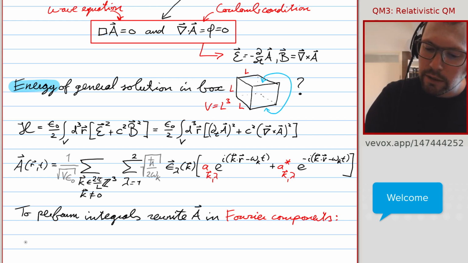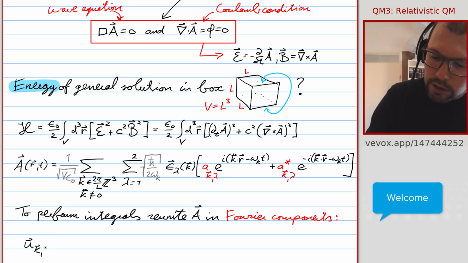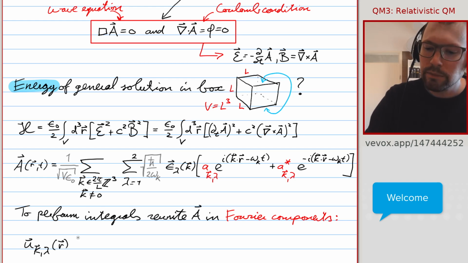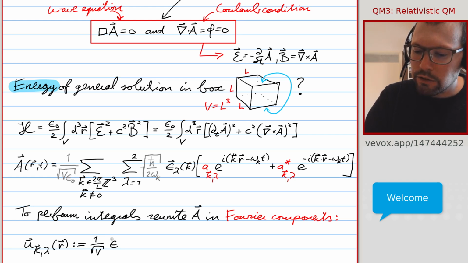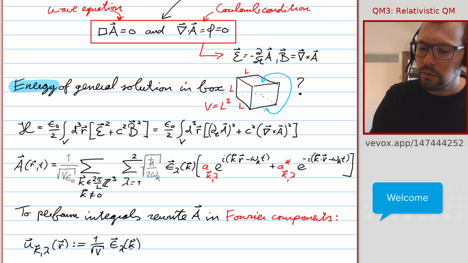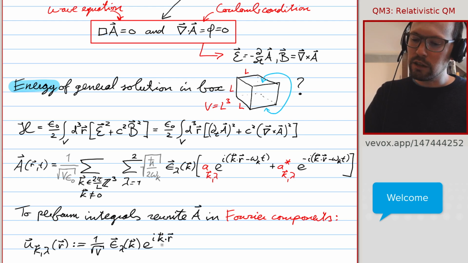So what do they look like? They're components u_{k,λ}(r), depending only on the position. We take the square root of the volume there, such that that is already normalized out. Then we have these polarization vectors, which depend on the wave number k, and simply the phase depending on r.